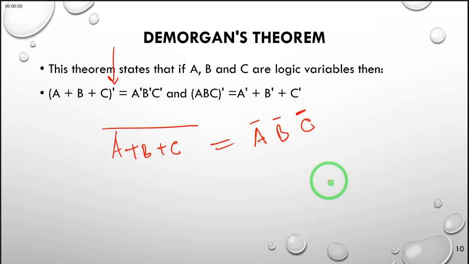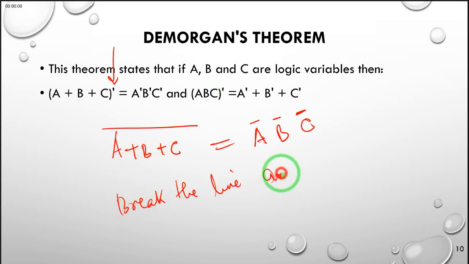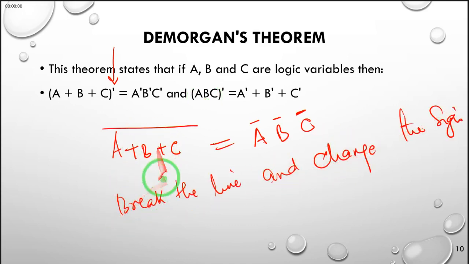This is a very important theorem that we observe, and we normally use an analogy that says break the line and change the sign. What are we seeing here? We are breaking the line at this point, and at this point when there is this sign, and we are changing the sign from being a plus to being a dot.